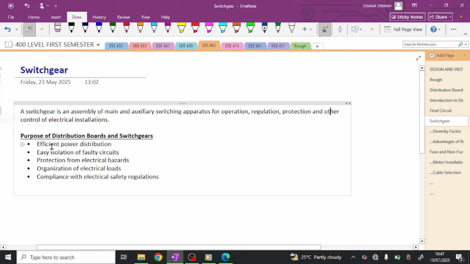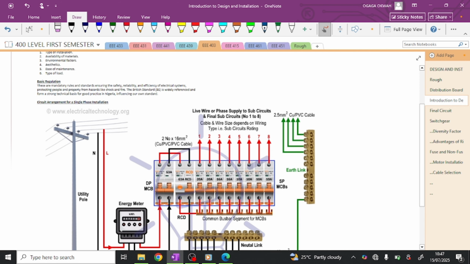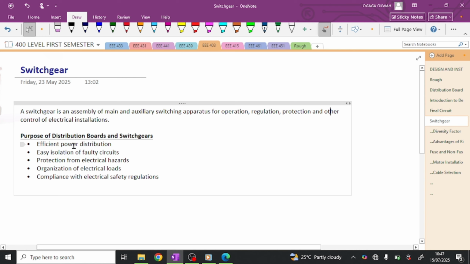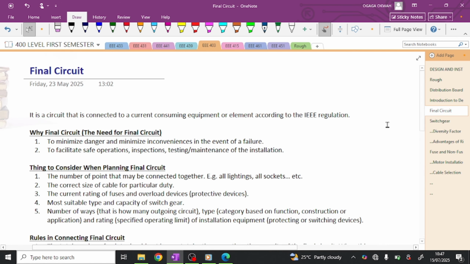So what's the purpose of that? Efficient power distribution. Imagine you just connect from the pole, from the power line, straight to your television. Oh boy. Well, come on guys. So it's really for efficient power distribution, and for ease of isolation of faulty circuits, just like we talked about in final circuits.